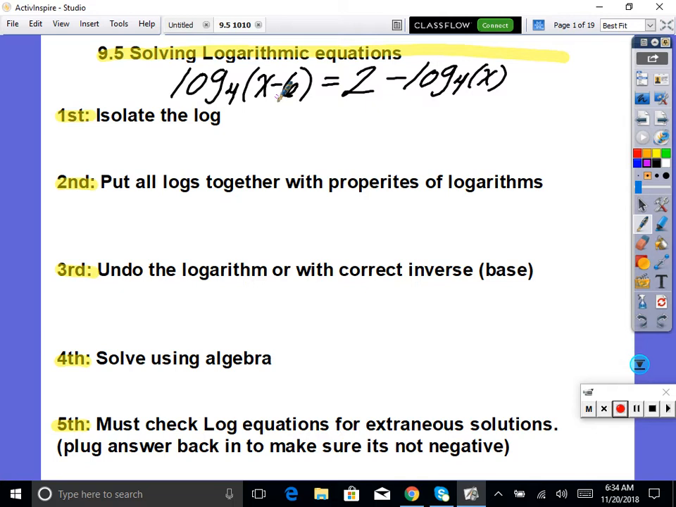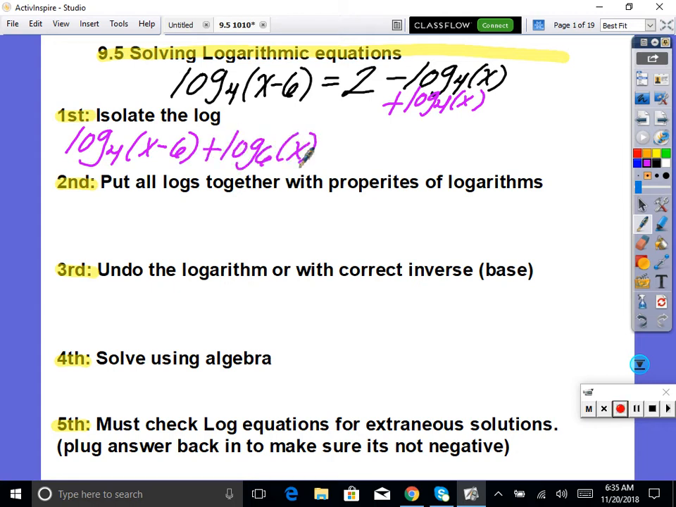So on this first example here, we're going to get all the logarithms to one side and everything else to the other side. So I'm going to add log base 4 of x to both sides. So that's our first step. So then we have log base 4 of x minus 6, and then we have plus log base 4 of x. Oh, it's log base 4, sorry. Equals 2.